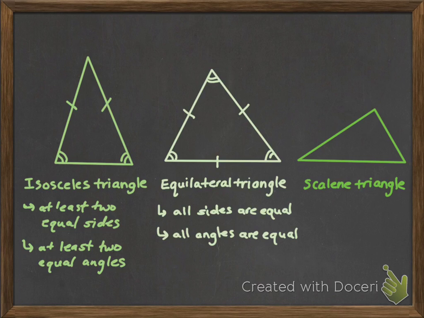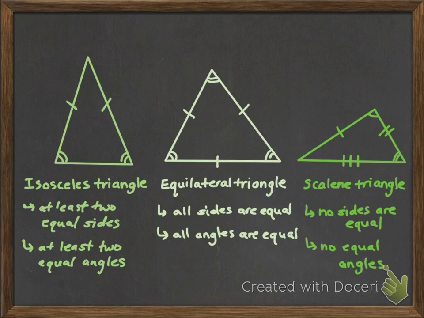Now when we talk about a scalene triangle, this triangle is different than the others in that no sides are equal, and it has no equal angles. So if we are drawing that in our diagram, we're going to have a different tick mark for each side to indicate they all have different lengths. And similar, we're going to do that for each angle. We're going to draw them all differently to indicate that none of them are equivalent.